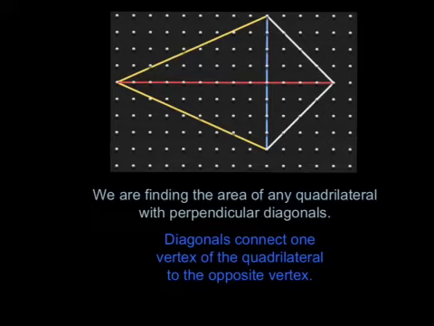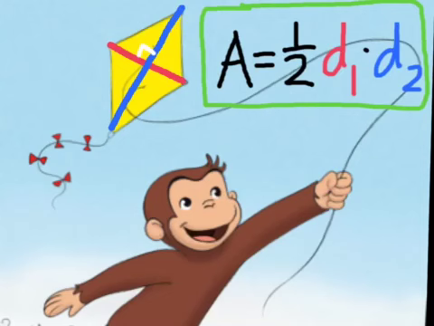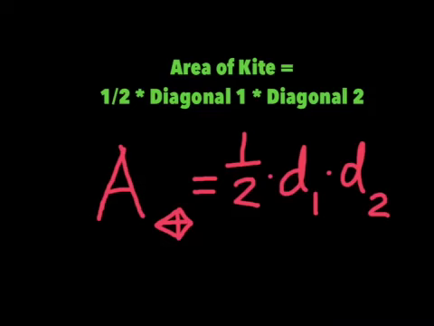So I've mentioned these words a few times, I just want to make sure I highlight it. We're trying to find the area of any quadrilateral with perpendicular diagonals. The diagonals connect one vertex of a quadrilateral to the opposite vertex. So in this picture, it's the blue diagonal and the red diagonal. And I thought, who better than Curious George to introduce the formula for the first time? The area of a figure like this is 1/2 diagonal 1 times diagonal 2. And so that's how we can find the area of a quadrilateral with perpendicular diagonals.